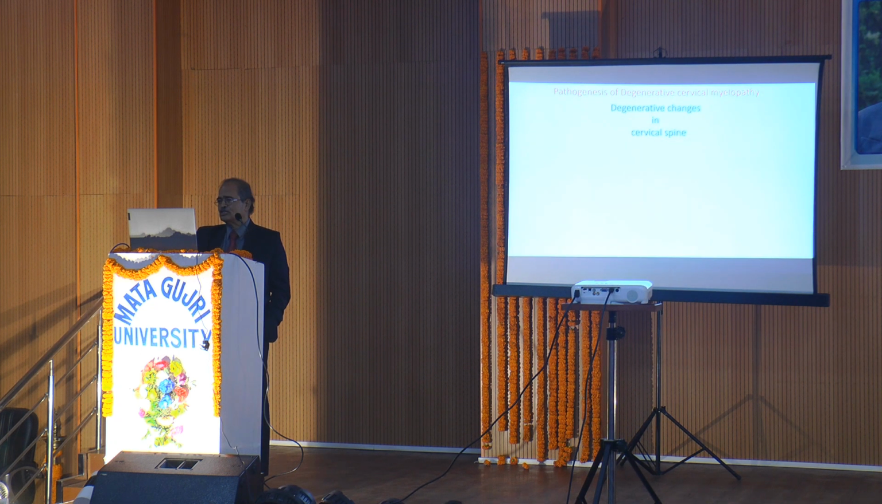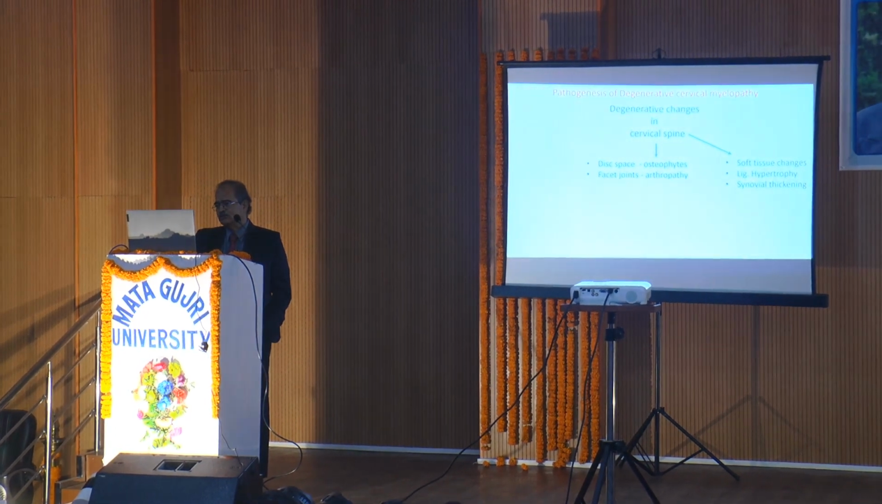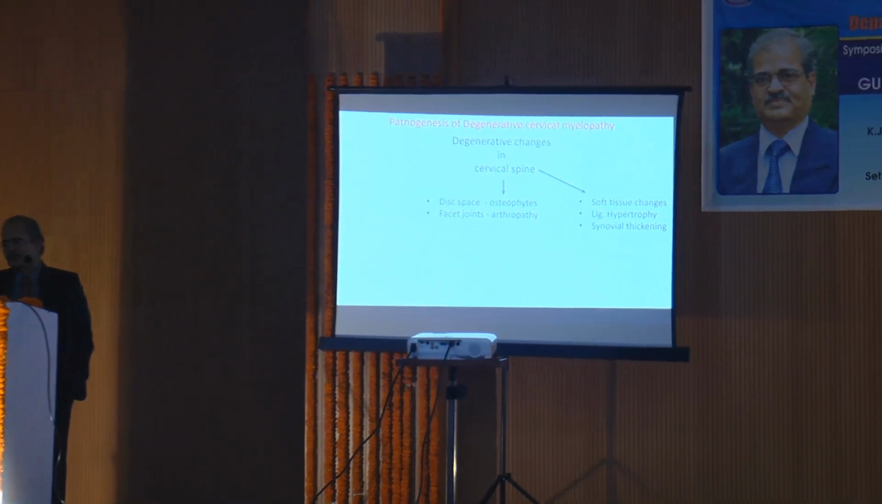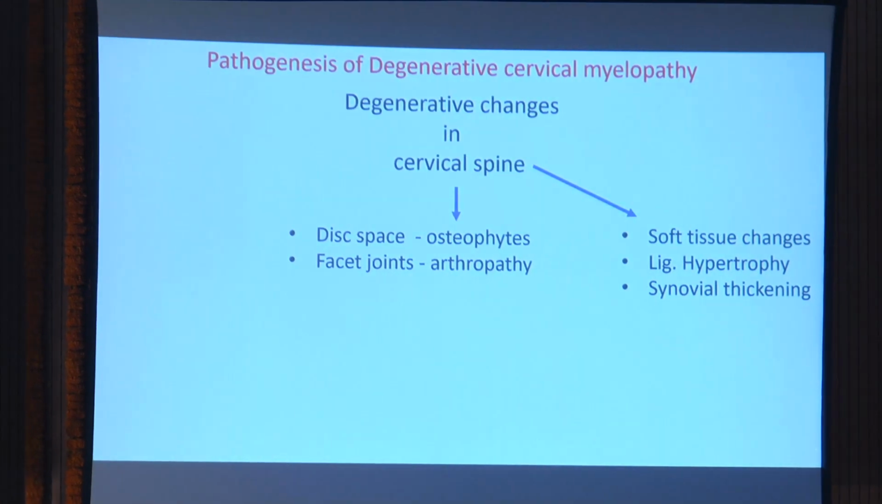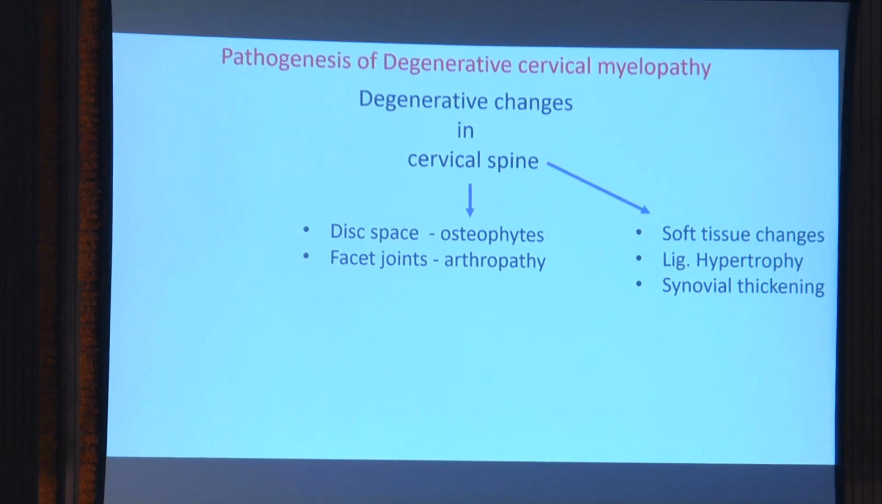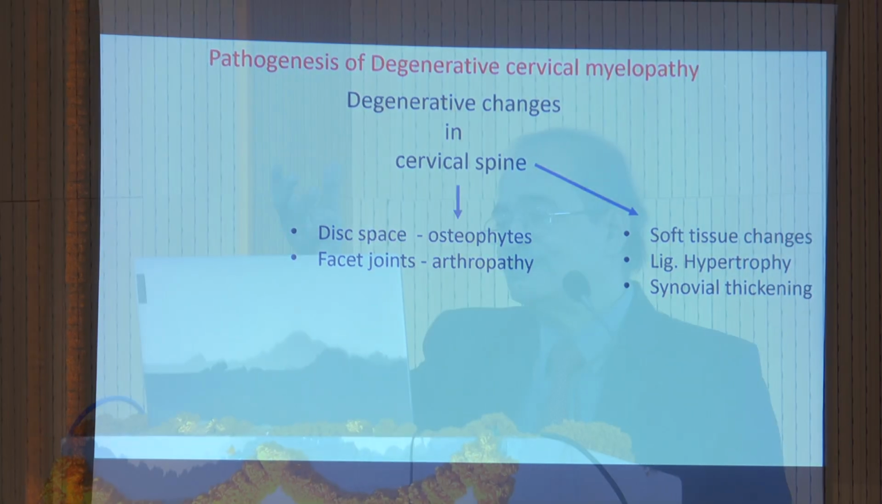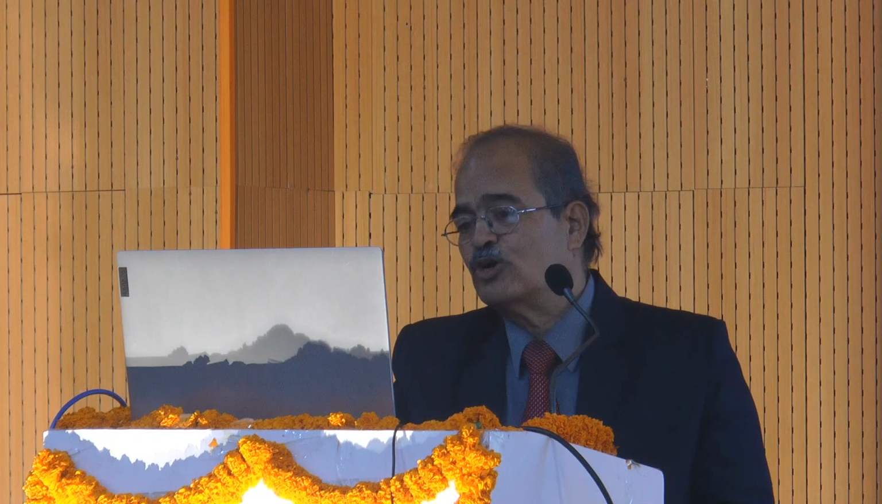Now pathogenesis of degenerative cervical myelopathy: there are degenerative changes in the cervical spine. The disc space and facet joint show different degenerative changes. In the disc space you will find osteophytes, there may be arthropathy. There may be soft tissue changes like ligamentum flavum hypertrophy and synovial thickening. All these compromise the canal, and if the compression is anterior, you are doing anterior surgery. Okay? And combined may be done at one stage also.